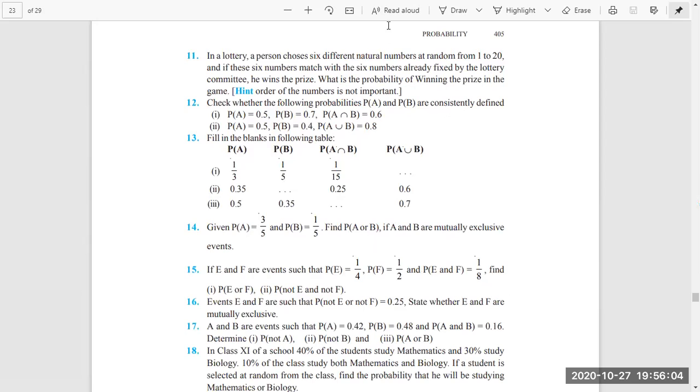Question number 11. In a lottery, a person chooses 6 different natural numbers at random from 1 to 20. If these 6 numbers match the 6 numbers already fixed by the lottery committee, he wins the prize. What is the probability of winning the game? The order of numbers is not important. Once you have taken 1, 2, 3, forget about 3, 2, 1 or 2, 3, 1. You don't have to repeat that again.